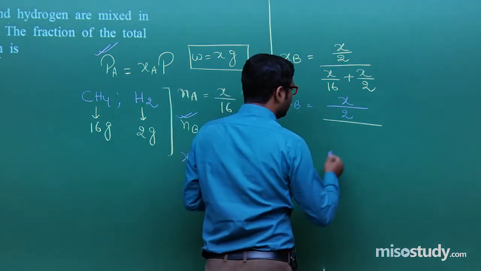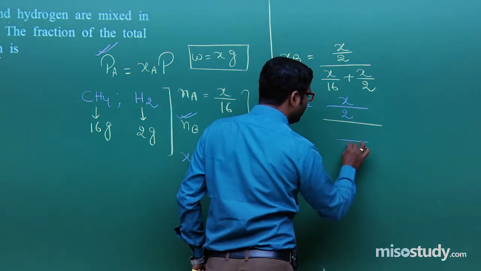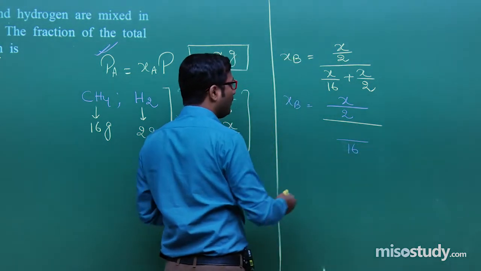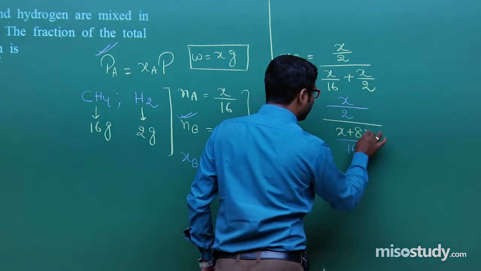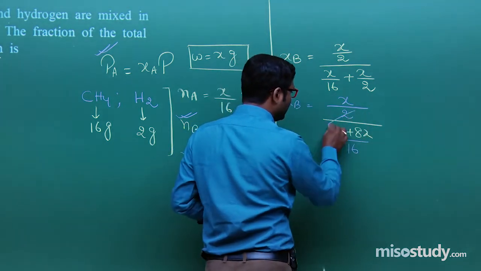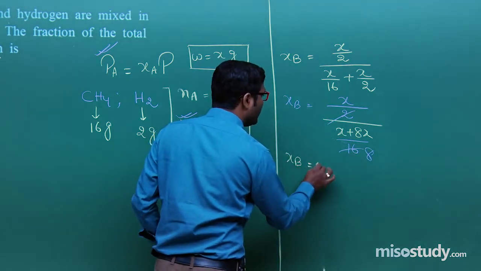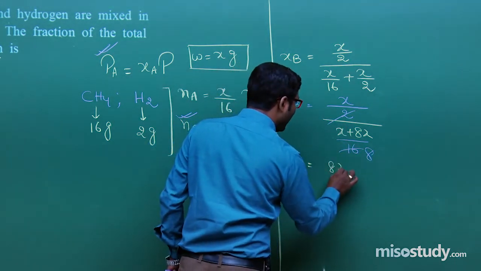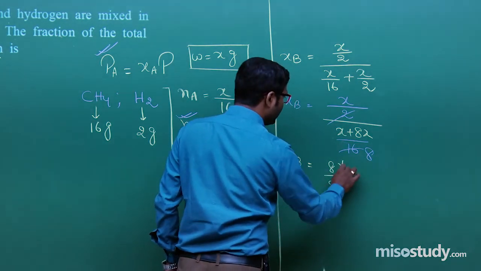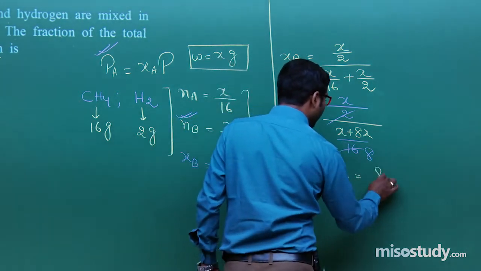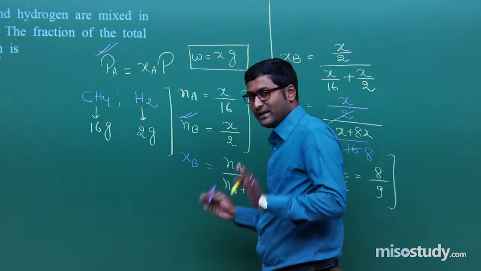That is 32. That is 16. Clear to you, friend? Now what will happen? X plus 8x. Clear? This will cancel this one, and Xb is equal to 8x upon 9x. Clear? This will cancel, then it is 8 upon 9. Clear? Now so it is very simple.